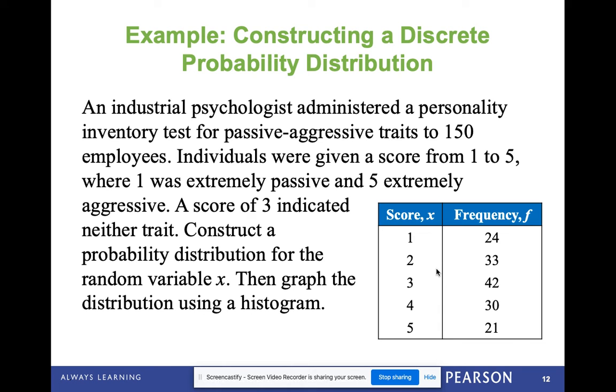Okay, so today I'm gonna discuss examples of how to construct discrete probability distributions. Looking at the PowerPoint, let's use the first example.